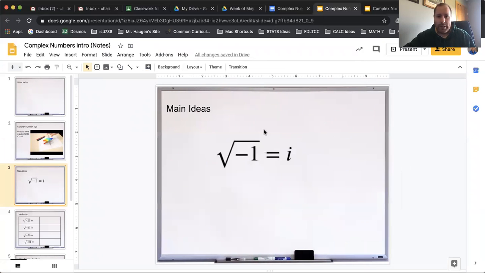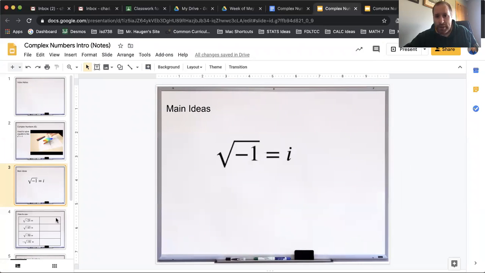All right, so on here, that's what i is. It's the square root of -1. That's it. There's no more to it. There's no mathiness there. That's its definition. We're just going to say we're going to create a new number, and it's just called the square root of -1, and that is i.